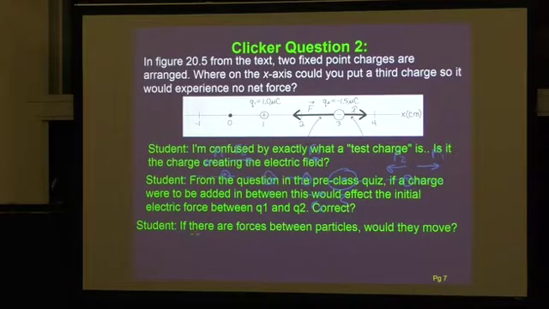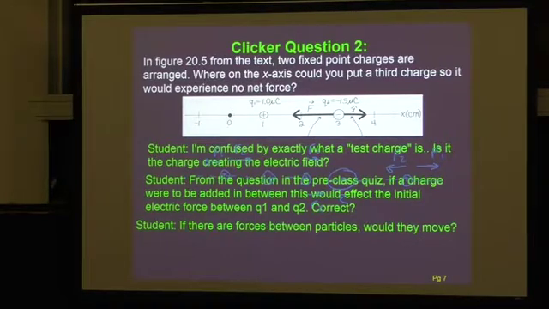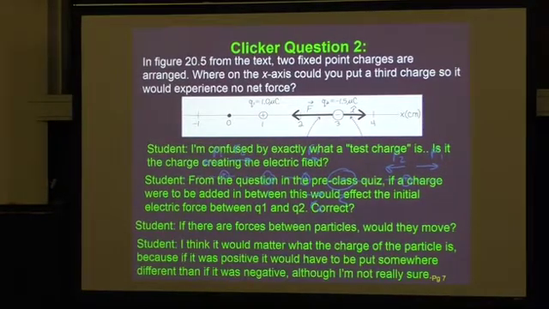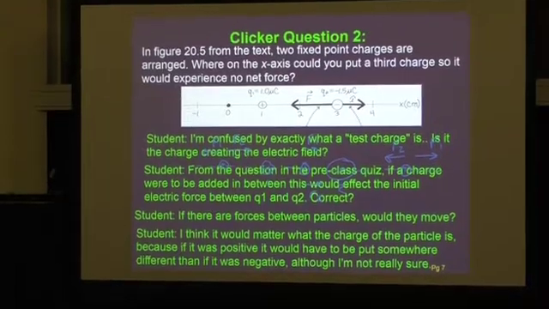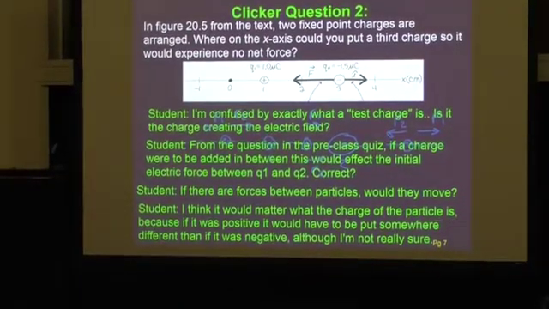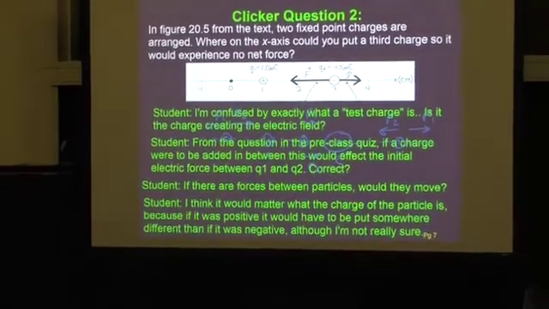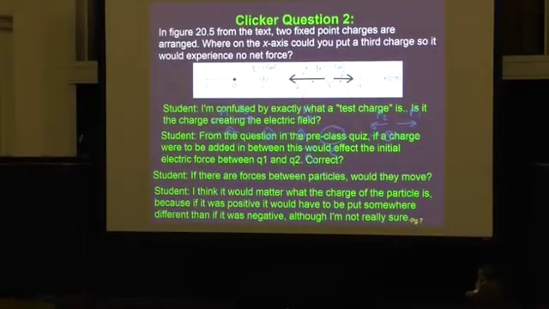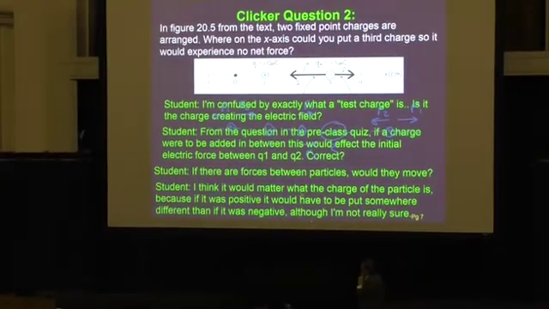Here is another question: if there are forces between particles, would they move? Again, we're assuming these two guys are fixed, okay? And we'll do that in most of these problems. Unless we say otherwise, we'll assume the charges are fixed. Usually we'll try to be clear about it too, but just in case. And here's the big question: I think it would matter what the charge of the particle is, because if it was positive, it would have to be put somewhere different than if it was negative, although I'm not really sure.